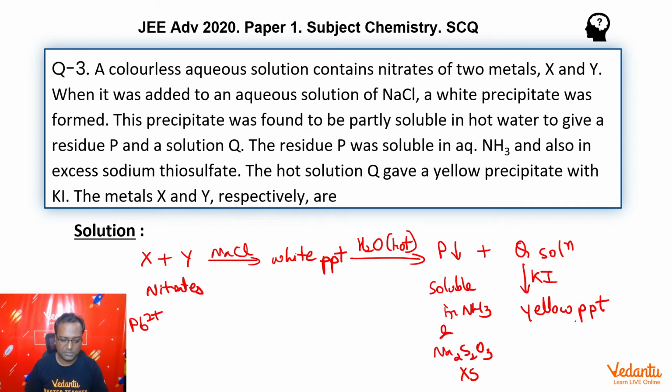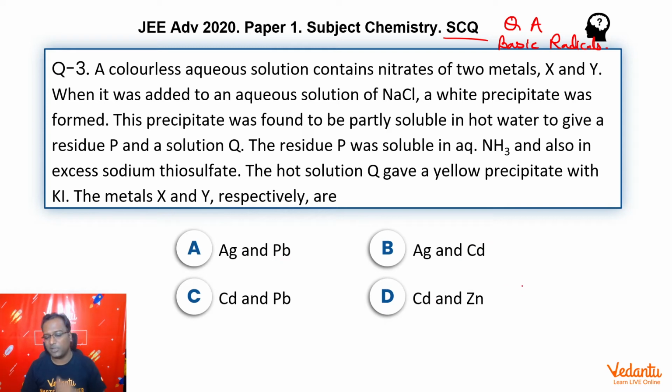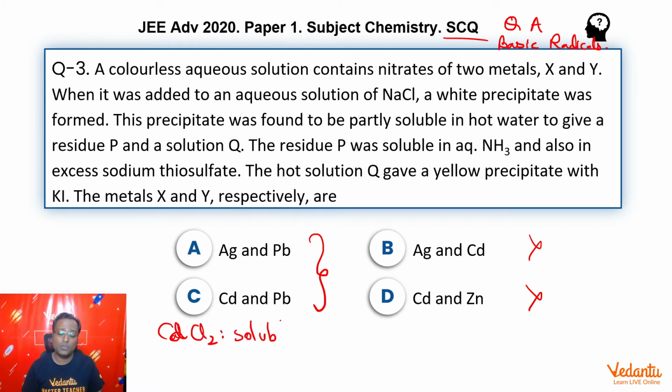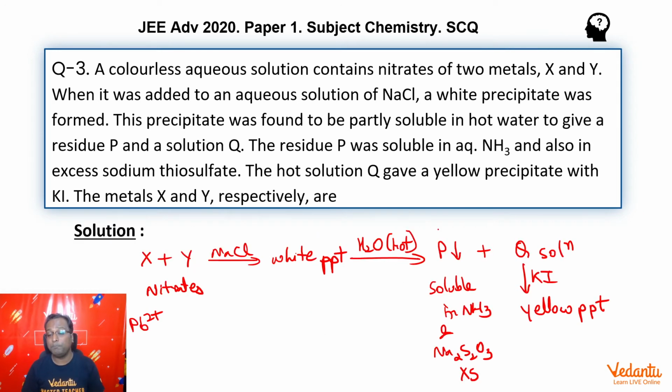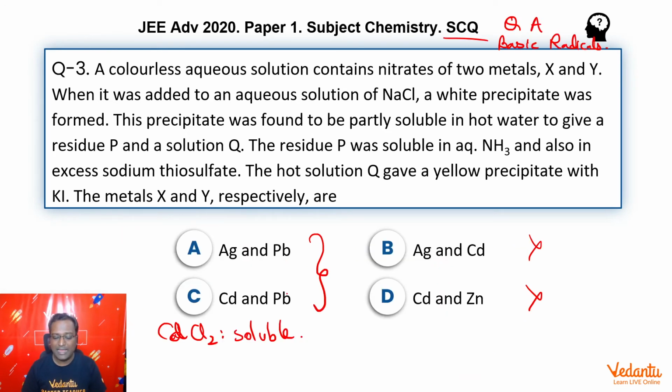Let's go back to our options. Now we have figured out that one of them is definitely lead. So this one is cancelled, this one is cancelled. We are left with these two. And if you remember, cadmium chloride and cadmium iodide are all water soluble. This is not a precipitate at all. So the P residue that we get as a precipitate cannot be cadmium. And therefore our answer here is definitely Ag and Pb.